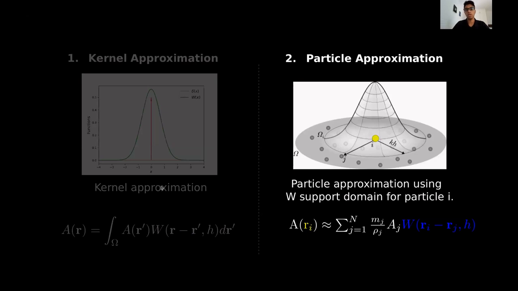It's like a bridge from the continuous regime to the discrete regime. So basically SPH discretizes the system domain into a set of particles. They are not real particles, but mathematical interpolation points. So we calculate the values of any property over those particles.